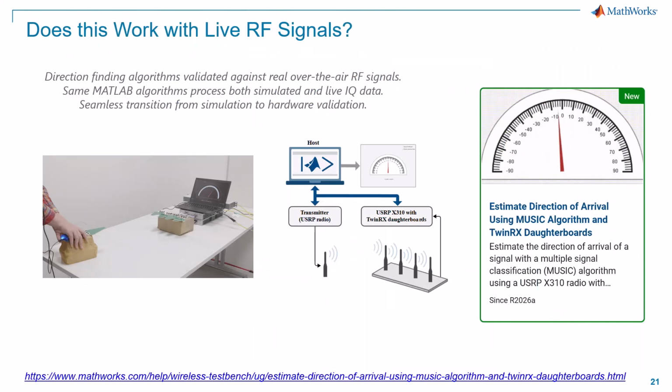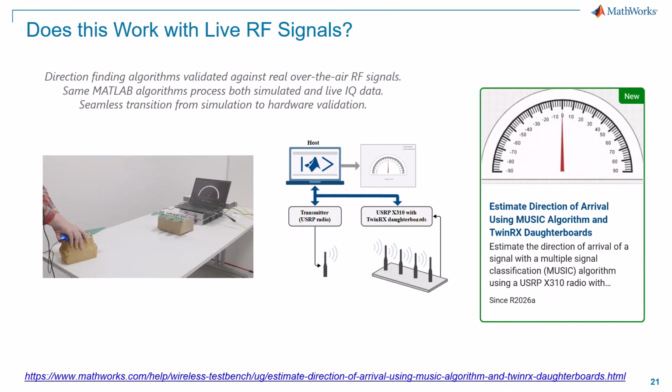The first question a skeptical engineer asks is, does this actually work with real signals? This slide answers the question. On the left, the physical setup of a USRP X310 software-defined radio with twin RX daughter boards forms a 2-channel coherent receiver and a separate USRP transmitting a known signal. On the right, the documentation example showing the MUSIC algorithm estimating the direction of arrival from live captured IQ data.